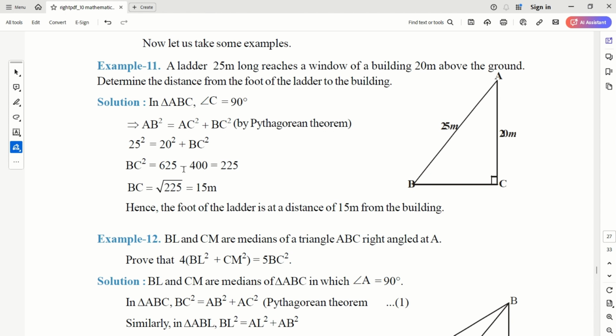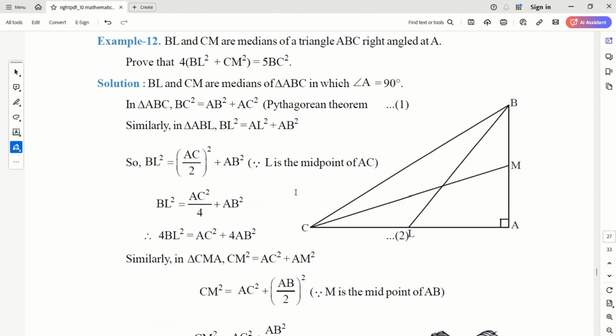Now BL and CM are medians of triangle ABC, right angled at A. Prove that 4 times BL square plus CM square equals 5 times BC square. So again we will basically apply the Baudhayana theorem or Pythagorean theorem here.